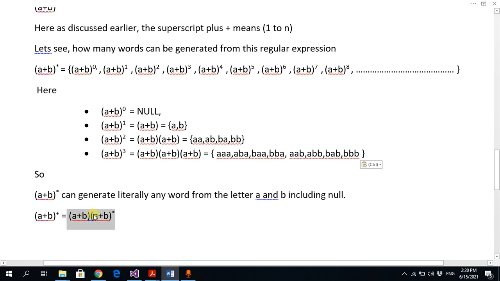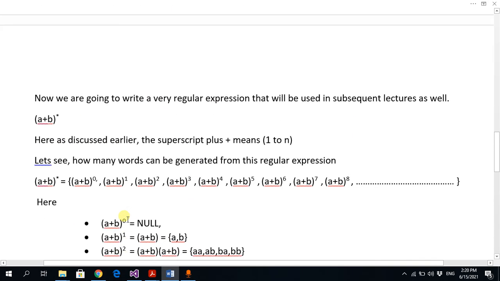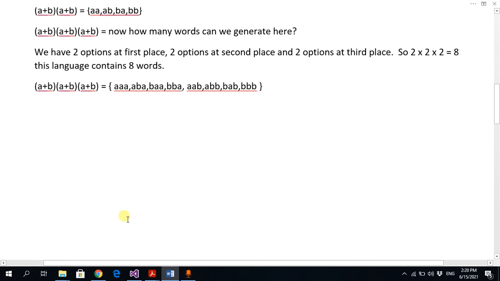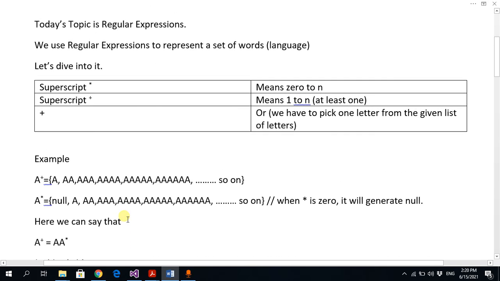So this is the little introduction to regular expressions. And to further understand this concept, watch the next video where we will see some more examples.